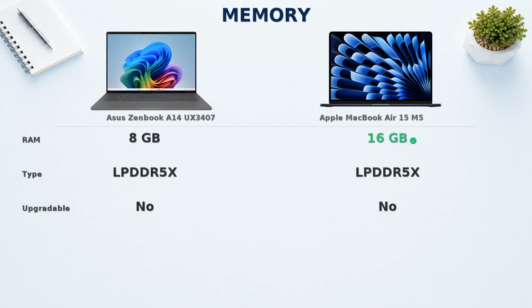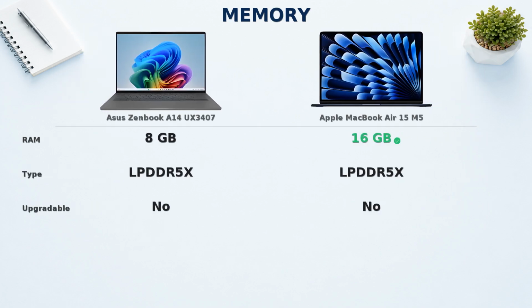You get 8 GB of RAM as standard with the Zenbook, while the MacBook Air ships with 16 GB at this price, so you can keep more apps open without slowdowns. Both use LPDDR5X memory, and neither is upgradable after purchase, so you'll want to pick the right amount from the start. That extra memory in the MacBook Air's base configuration means smoother multitasking as your day gets busier.